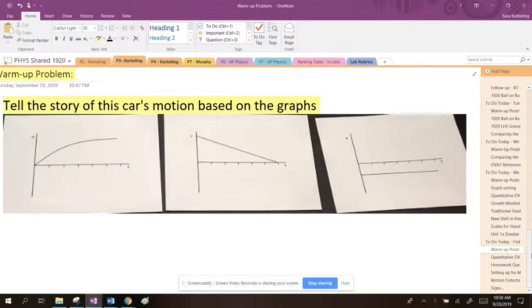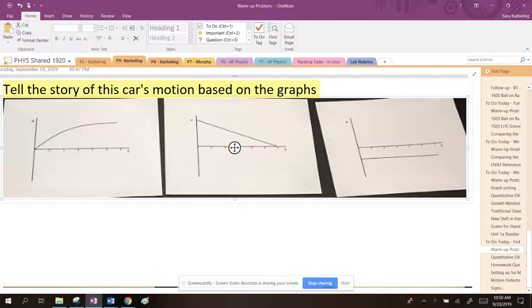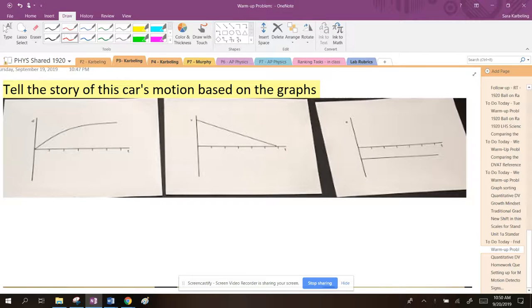Yeah, get us started. They're going at a pretty constant speed, and then they start slowing down, and then they stop. Okay. So it looks like they start off with some positive speed, right? Yeah. So they start at some initial velocity.